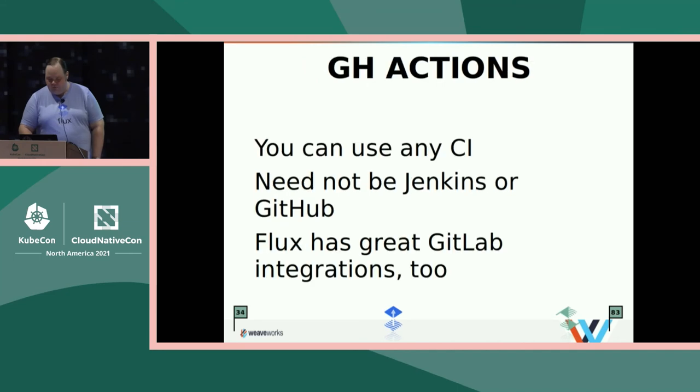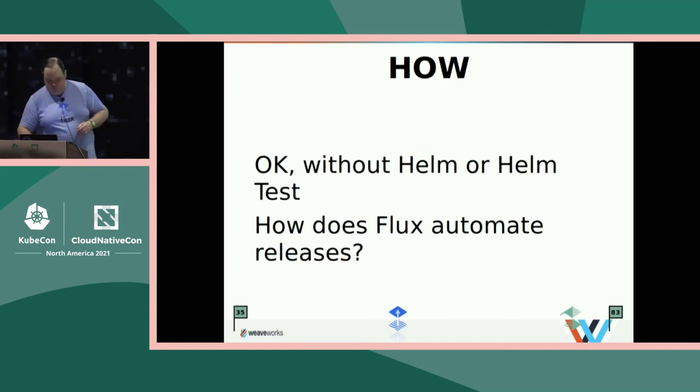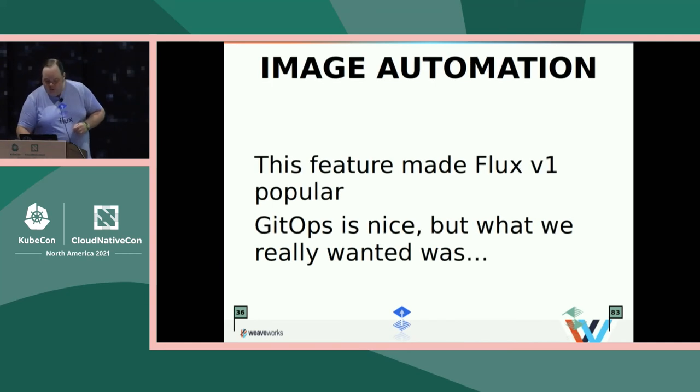So, all right. You can use any CI. It does not have to be Jenkins. And Flux gives you this great boundary between CI and CD. Now they're separate jobs. CI's job is to build, test, and push an image. Flux's job is to deploy it in the cluster. Flagger makes this even safer. You can do this without Helm or with Helm Test or in any combination. There's lots of features to explore in the Flux docs. And image automation that we saw in the earlier step is probably the feature that made Flux One popular, in my opinion.